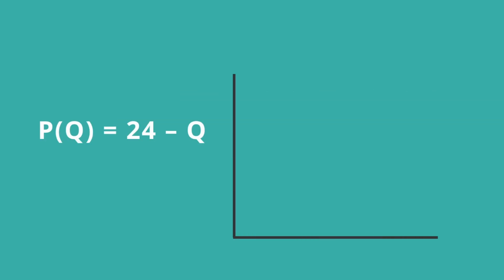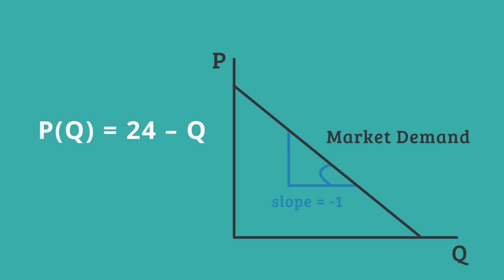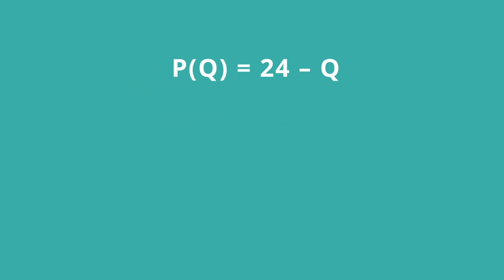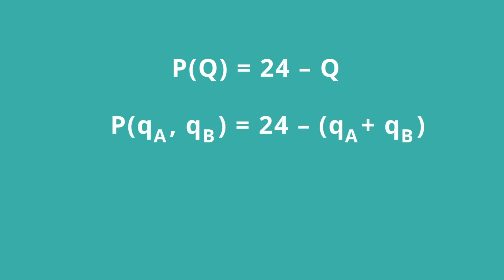Suppose the inverse market demand is estimated to be P = 24 - Q. Substituting the individual firms' quantities, we have P = 24 - (QA + QB). From the equation, we can see that the outputs by firm A and B have the same impact on price. Each additional unit of output produced, either by firm A or firm B, will lower the market price by $1.